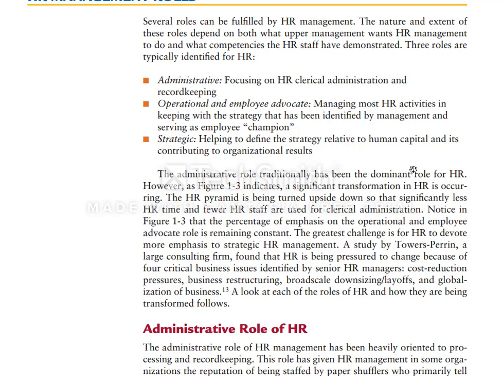So the role of the HR manager can be classified into three categories. These are administrative, operational, and strategic. So administrative means working in the regular HR activities. Operational means dealing with the operational activities, and strategic is contributing in a strategic way.